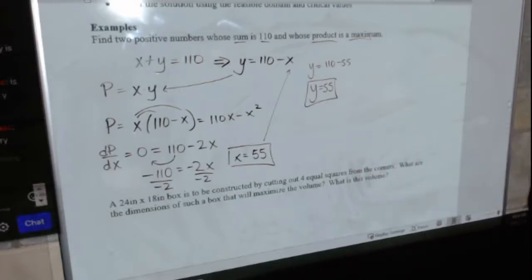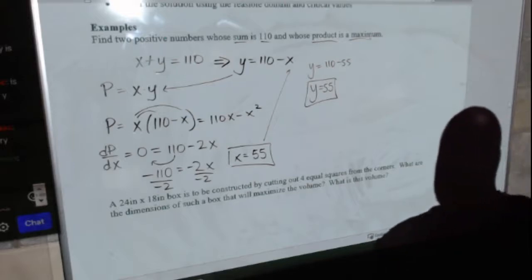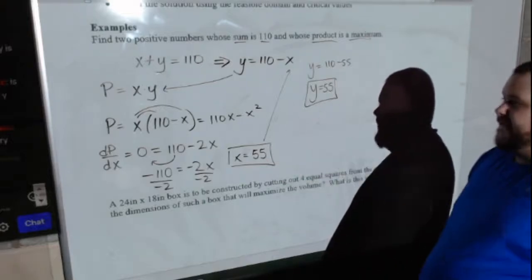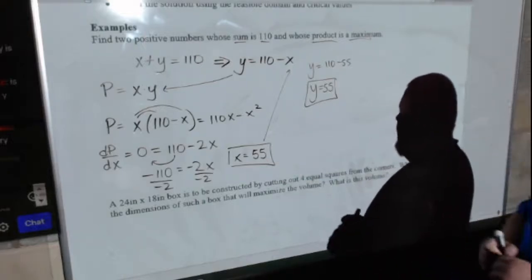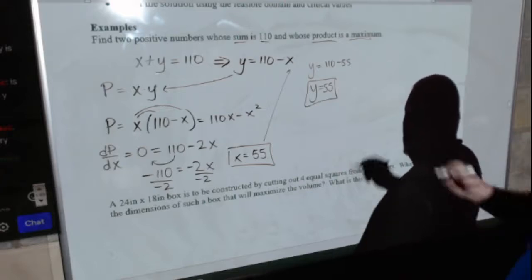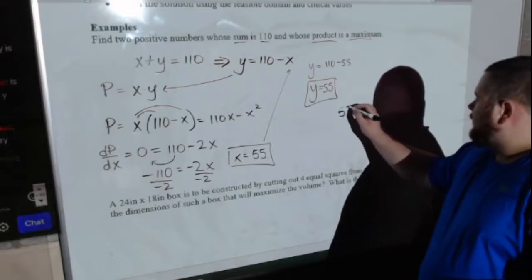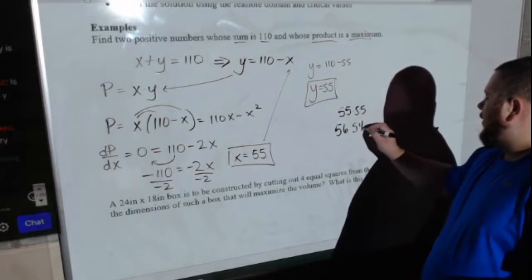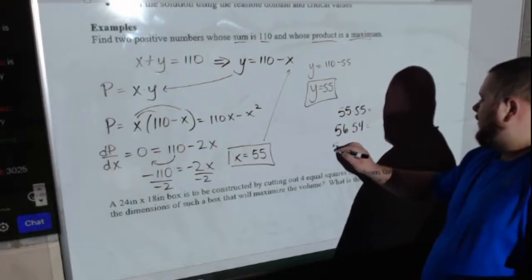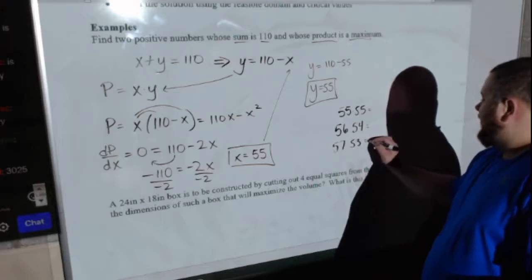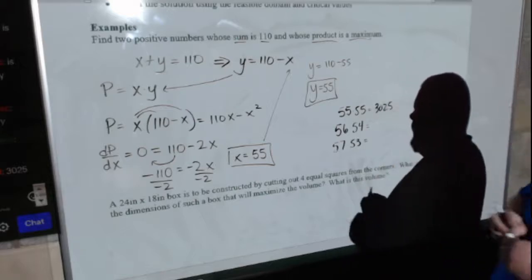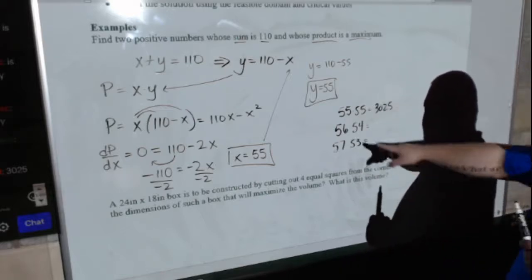So I wanted to prove something to you here. If you guys have your calculator, do me a favor and do 55 times 55 and tell me what you get. And then I want somebody else to do 56 times 54. And then 57 times 53. All right, so this is 3,025. So somebody else do this one.